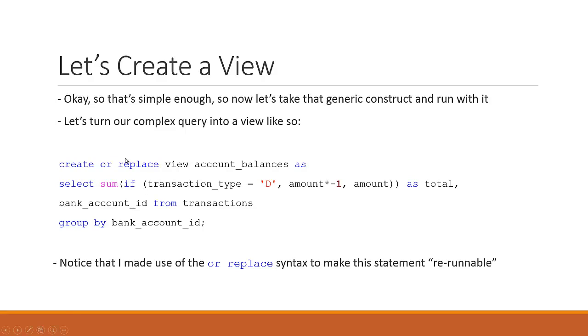So it's just a good practice to get into to actually create it with the create or replace to make your life a lot easier. So you don't have to go and drop it manually afterwards. If you didn't use the or replace, you'd have to say, drop view account balances, run that code, and then say create view account balances, and then run it again, right?